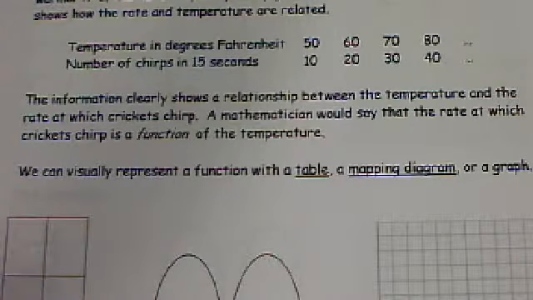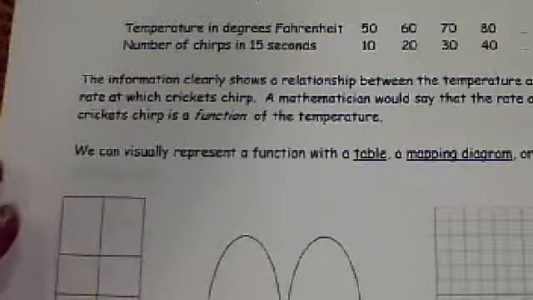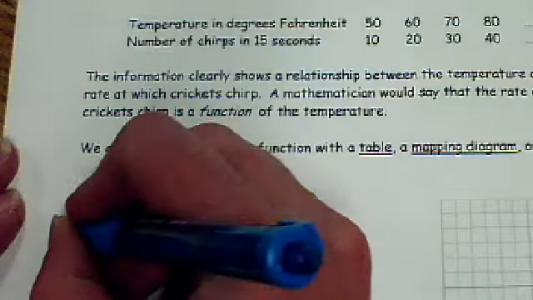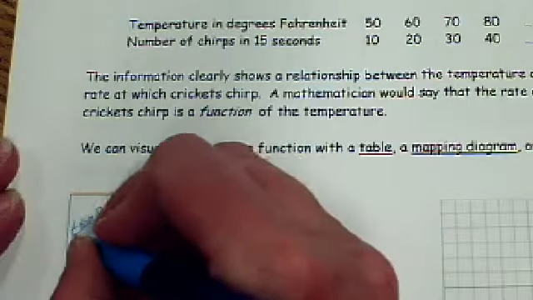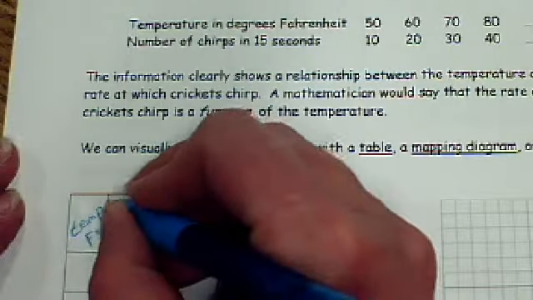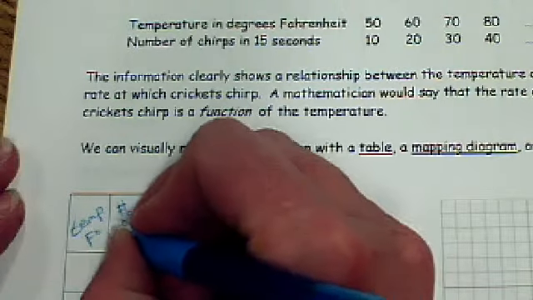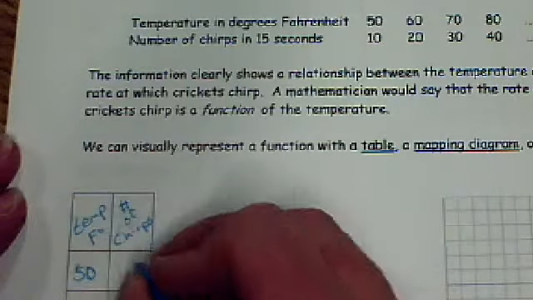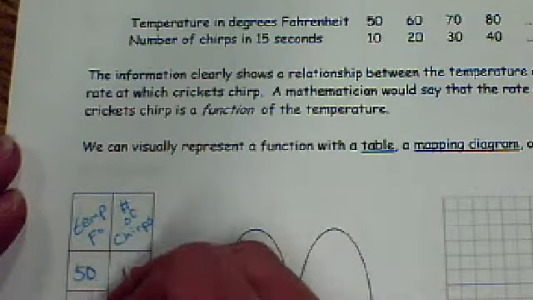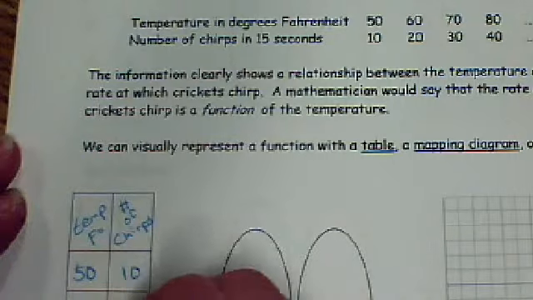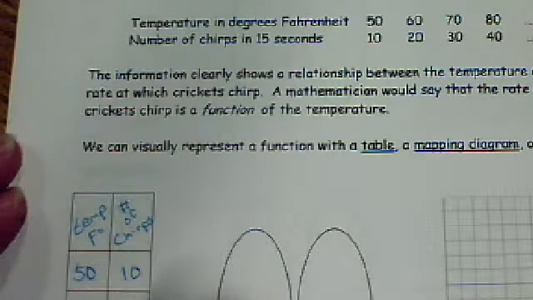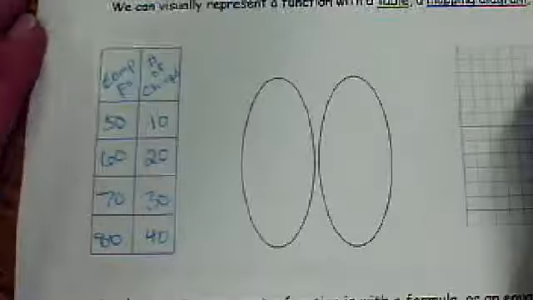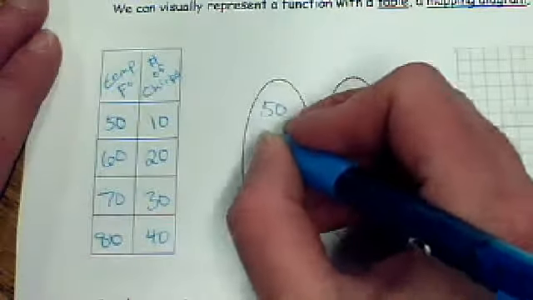So table is pretty easy. We'd have our temperature and our chirps. So this could be the temperature in Fahrenheit. And this is the number of chirps. And we had 50 degrees had 10 chirps, 60 degrees had 20, 70 degrees had 30 chirps, and 80 degrees had 40 chirps.